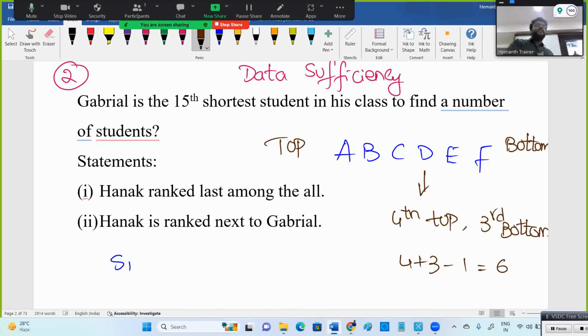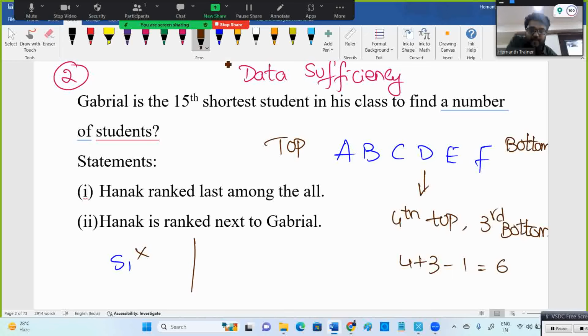Hanank ranked last among all. Means he is the shortest. Hanank is the shortest among all. Then Hanank is ranked next to Gabriel. First of all, statement 1 alone not possible.